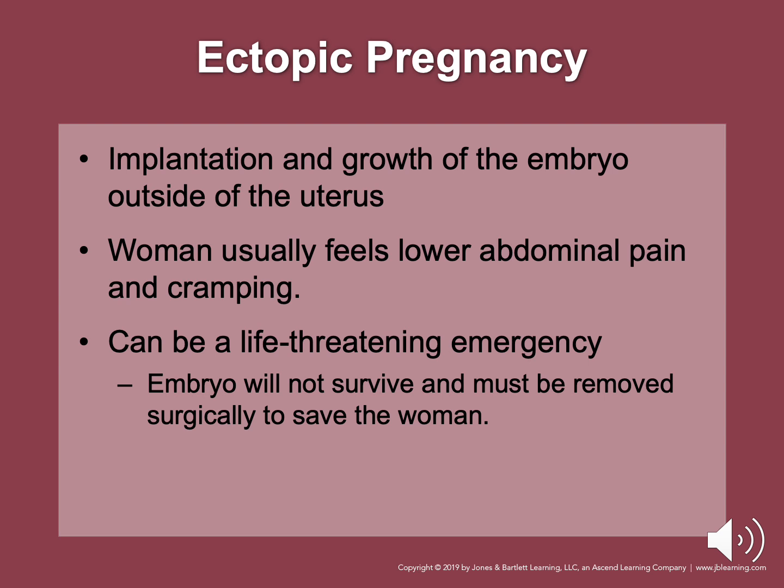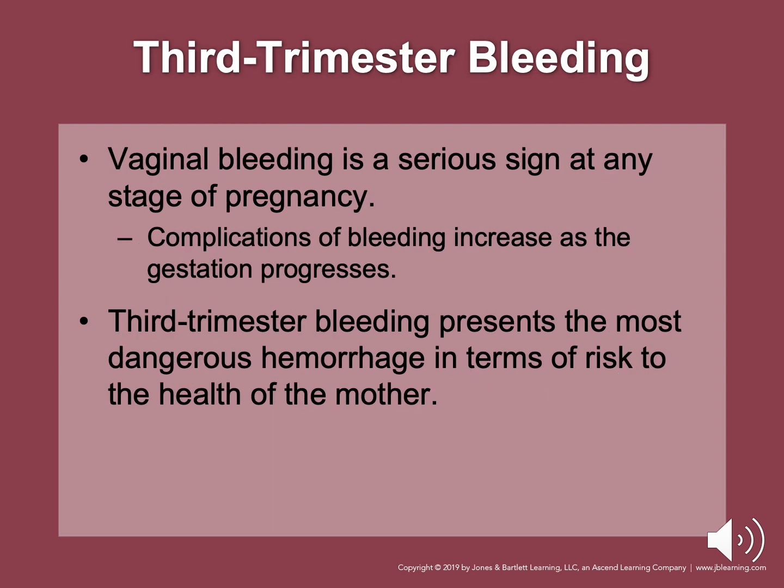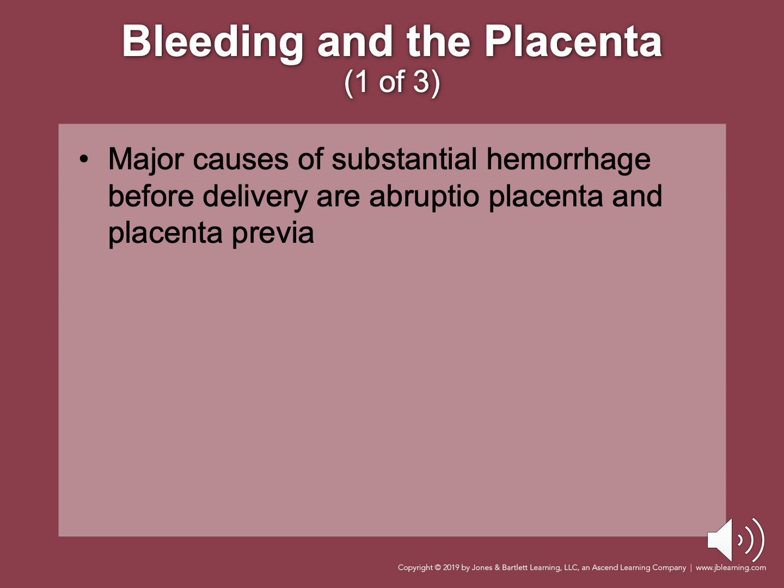Third trimester bleeding. Any detachment of the ovum or embryo from the uterine wall will result in bleeding. Vaginal bleeding is a serious sign at any stage of pregnancy, but complications increase as the gestation progresses. Third trimester bleeding presents the most dangerous hemorrhage in terms of risk to the mother and the health of the baby. Major causes of substantial bleeding before delivery are abruptio placenta and placenta previa. Look for the signs and symptoms that are different in these.